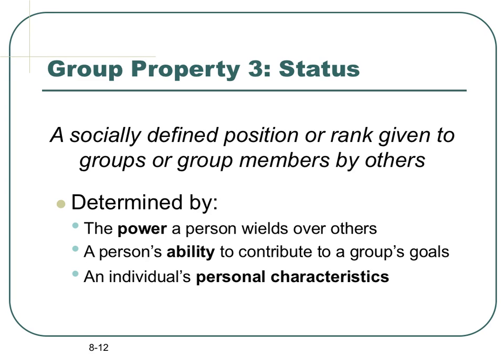We come to the third property, which is status. Status means the designation of members in the group. What are the jobs and responsibilities of the group members? A status is a socially defined position or rank given to groups or group members by others. Group structure includes group norms, cultures, and status equity. All these factors, when combined, present the status of the members of the group. They are determined by the power a person wields over others, by a person's ability to contribute to a group's goals, and by an individual's personal characteristics.